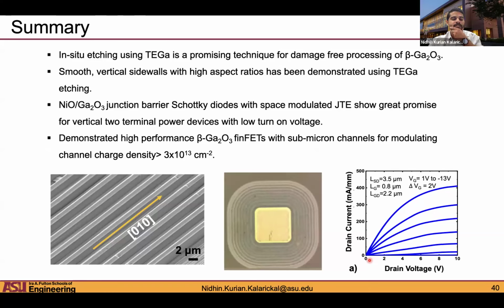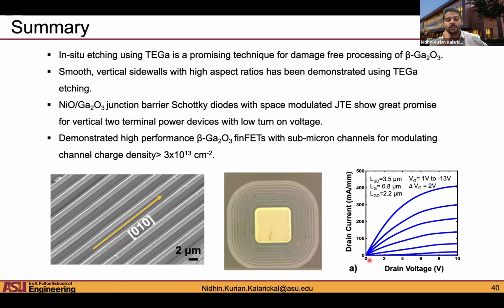What I've discussed so far is the in situ TEG etching that we've demonstrated. It looks like a very good technique if you want to make smooth sidewalls. It's also damage free. And another key advantage is that it's in situ, right? So you can do everything within the MOCVD reactor. You can etch and then potentially regrow, right? So that's an advantage of that technique.